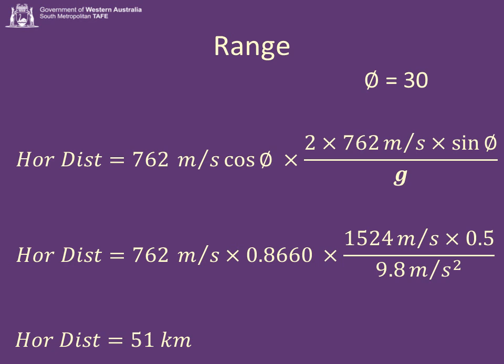In fact, it could fire shells 51 kilometers if it was in a perfect vacuum. In actual fact, I haven't taken into account air resistance, and air resistance actually reduces the range to around about 40 kilometers. So there we have it. We can work out where the shells are going to land.